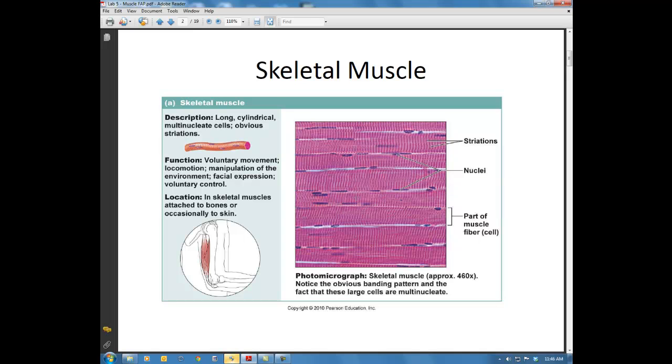We can also see multiple nuclei. The darkly stained structures are the nuclei of the individual cells. So the cells are all the way across, running parallel across this picture here, each being an individual muscle cell, and then with the multiple nuclei near the edges of the cells. So that's characteristic of skeletal muscle. Skeletal muscle is a voluntary muscle. It's what attaches to our bones and allows us to move.